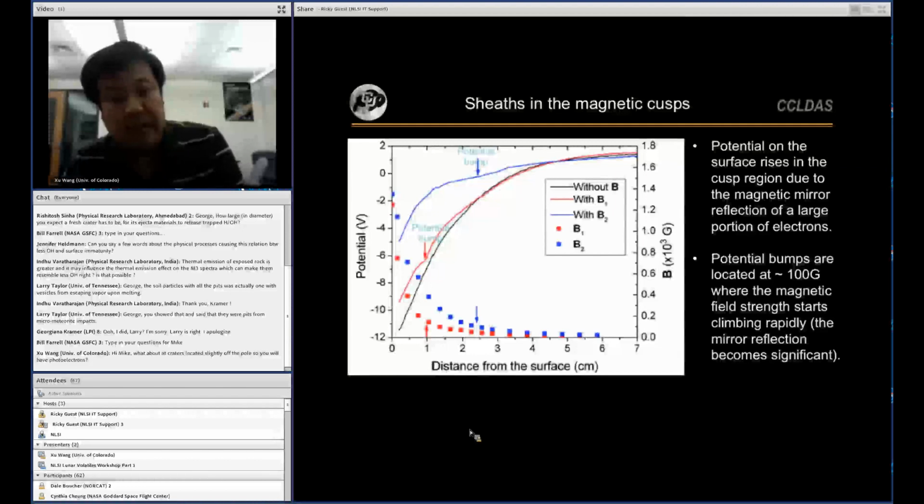And there are also potential bounds at the locations. If you match them with the field strength profile, they're all about the same, 100 Gauss. And also that's a place where the field strength starts climbing rapidly.